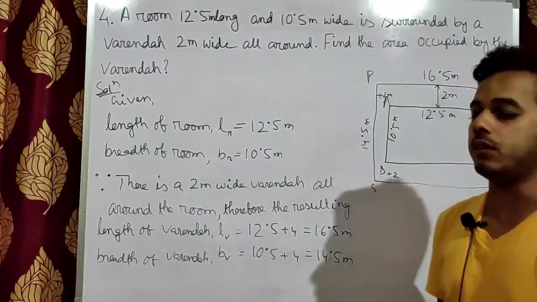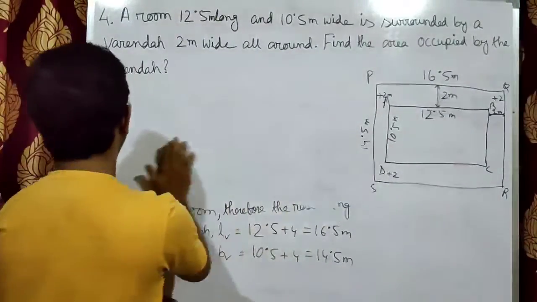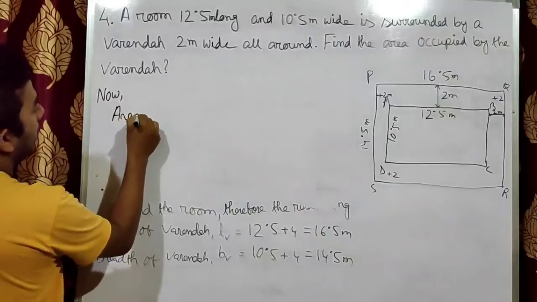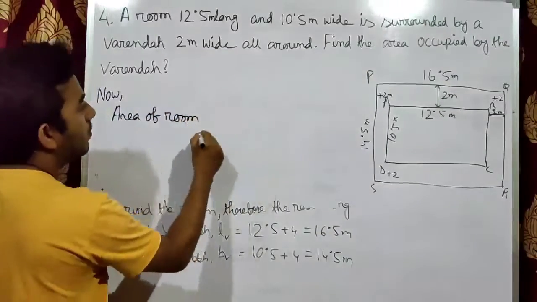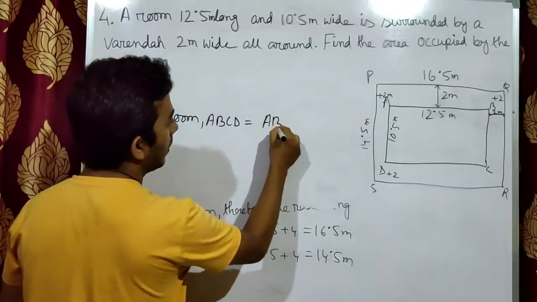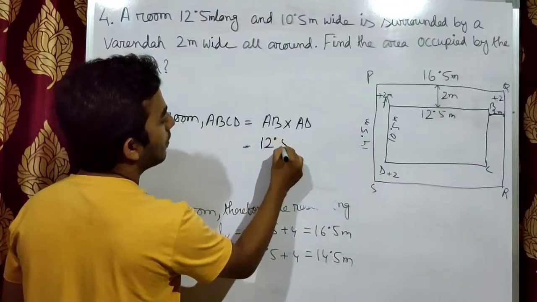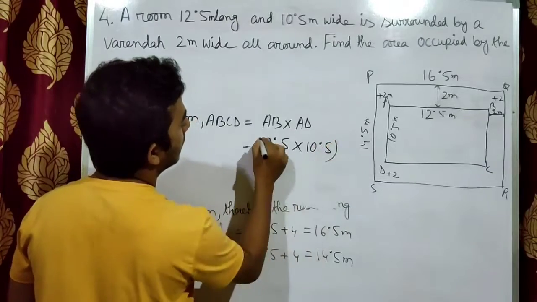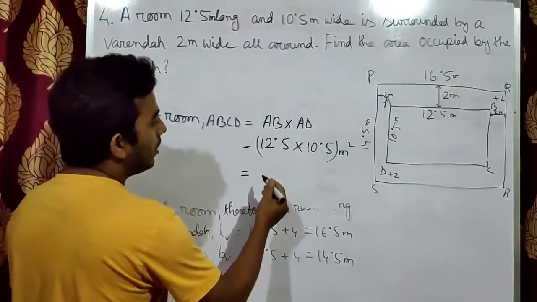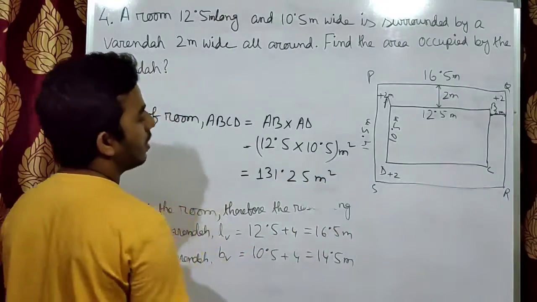So let us find the area of both the figures. First of all we will find area of room, that is ABCD. Clear? ABCD equals AB into BC or AD. So AB is 12.5 into 10.5, it is meter square. Now if we multiply 12.5 with 10.5, it will be 131.25 meter square. Up to this clear?